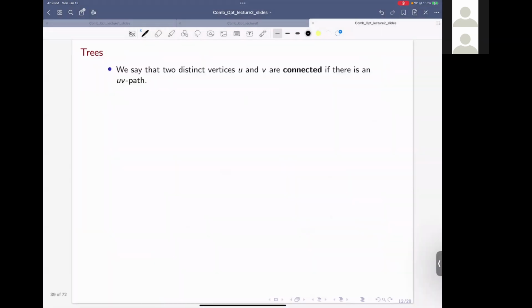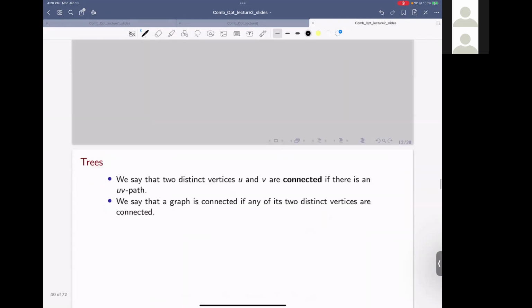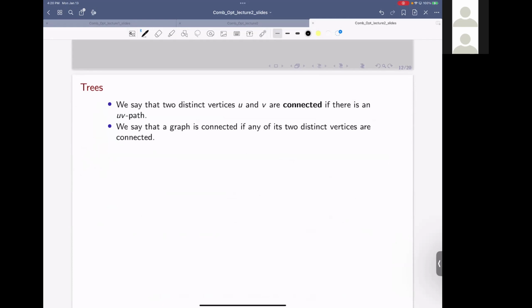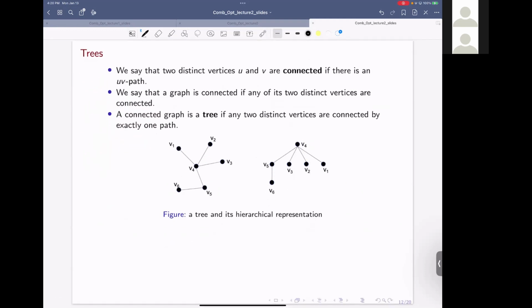Although we have explained most of the basic graph theory materials, there are some other related notions. So I'm going to explain this notion of trees and also connected graphs. We have two vertices U and V. We say that they are connected if there's a path between them. And we say that a graph is connected if for every pair of distinct vertices, there's a path connecting them. It's possible that the graph is not connected, but let's assume that your graph is connected.